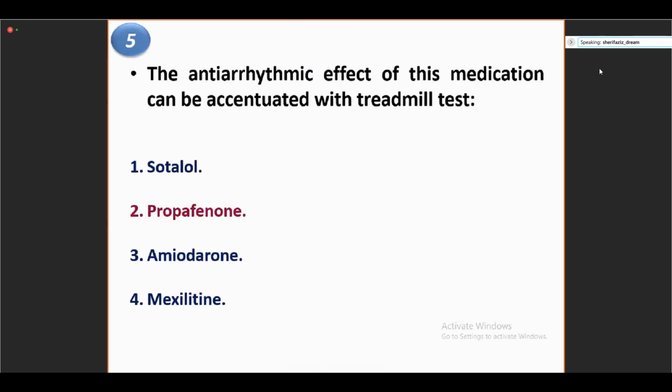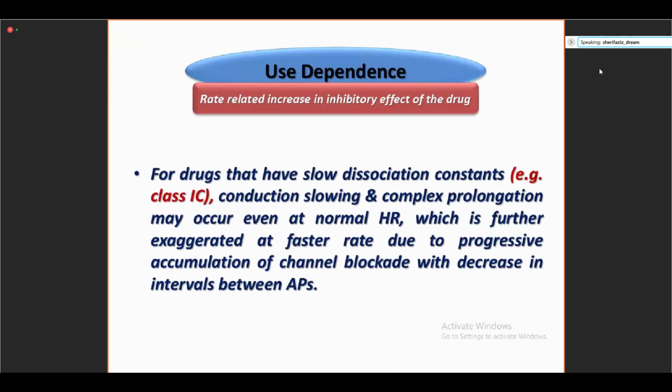So can we show the answer, please, Dr. Ahmed? Propafenone is the answer here. Propafenone is a class 1C antiarrhythmic, and as we can see in the next slide, there is a famous phenomenon called use dependence, in which there is a rate-dependent increase in the inhibitory effect of this medication with tachycardia. So with a treadmill test, the QRS complex starts to increase in duration. So we can arrange a treadmill test in patients taking propafenone in order to check whether there is severe complex widening that requires stopping or reducing the dose. So propafenone shows the use dependence phenomenon.